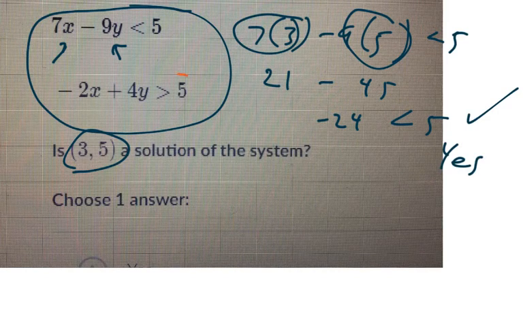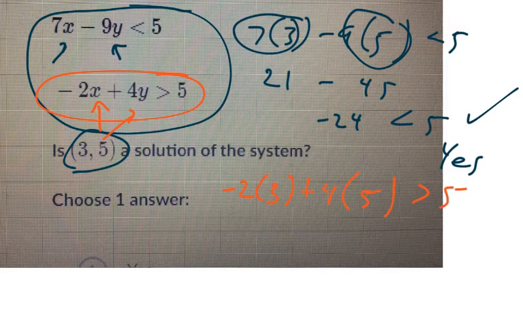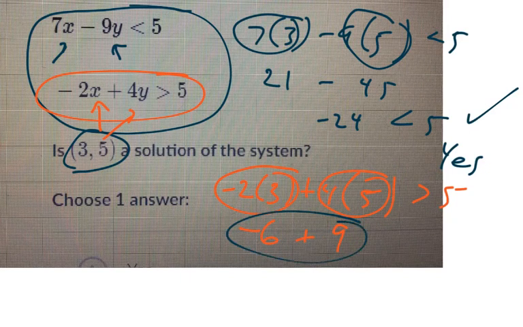Let's do the same thing with the second inequality. 3 goes in there. 5 goes in for the y. Let's see if this one works. Negative 2 times 3 is negative 6. 4 times 5 is 20. Negative 6 plus 20 is a 14. Is that greater than 5?